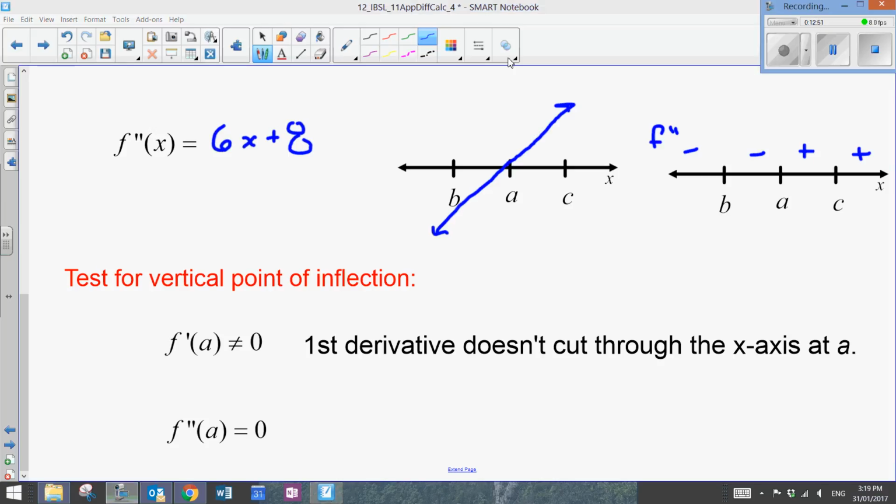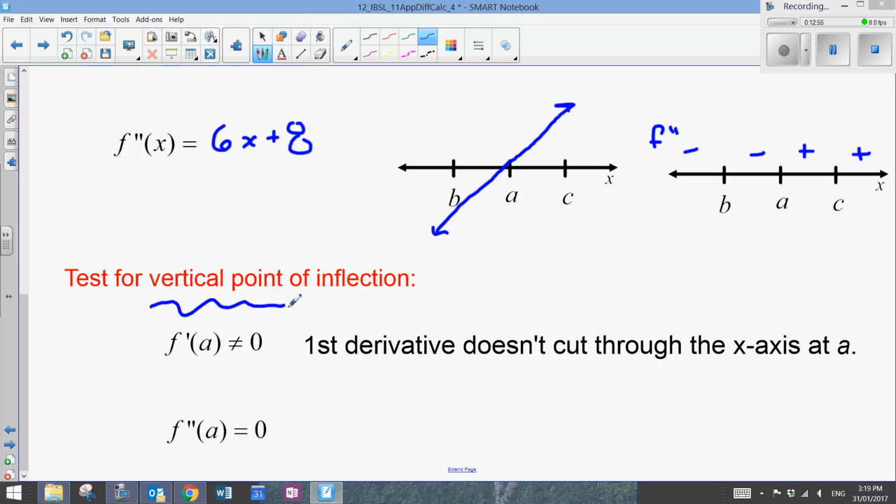So in summary, if you'd like to test for a vertical point of inflection, so we're going to test all of our functions this way, your first derivative, you're not going to find it there. You're not going to find your vertical point of inflection there, because you set your first derivative equal to 0, and you're not going to find it. So you have to take your second derivative and set that equal to 0, then you'll find your vertical point of inflection. So first derivative set equal to 0, you'll find your horizontal points of inflection, and then your second derivative, you'll find your vertical points of inflection.